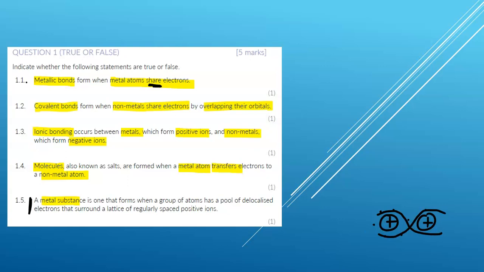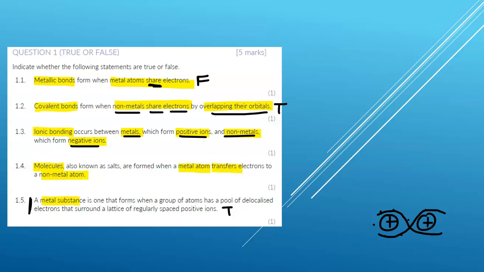Okay, so question 1.1 is false because the electrons aren't shared. Question 1.5 is however true. This is the definition of a metal substance or a metallic bond. Number 1.2 says covalent bonds form when non-metals share electrons by overlapping their orbitals. And that is exactly the definition of a covalent bond. So that is true. Ionic bonding occurs when metals form positive ions and non-metals form negative ions, and that is true.